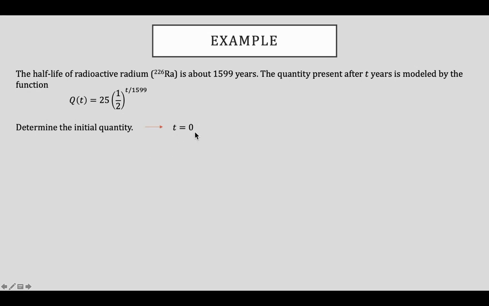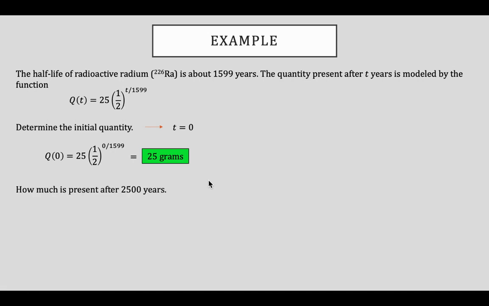That means we are going to evaluate Q of 0. Plug in 0 for t. Q of 0 is equal to 25 times 1/2 raised to the 0 divided by 1599. Well, 0 divided by 1599, that's still 0. And 1/2 raised to the 0, well, any non-zero number raised to the 0 power is 1. So this becomes 25 times 1, which gives us 25 grams for our initial quantity.